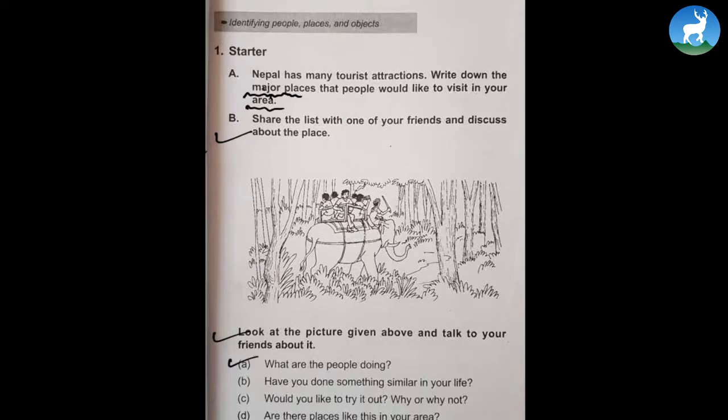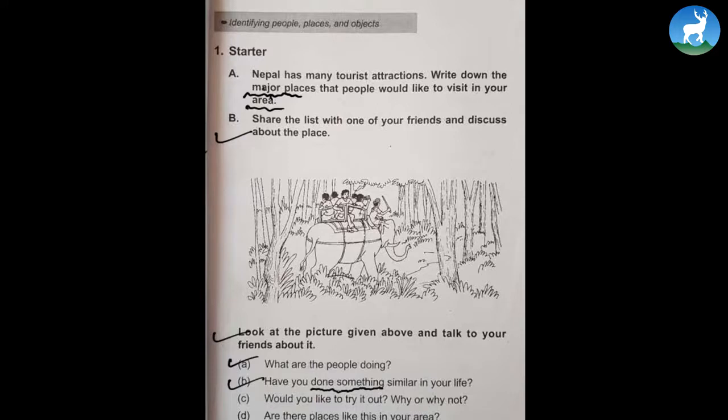Well, if you take a close look at these pictures, someone here is taking a picture and here are people enjoying the safari. Alright? So what are the people doing? The people are riding on an elephant. Is that your answer? Let's go to number B. Have you done something similar in your life? Think of this question again. Have you done something similar?